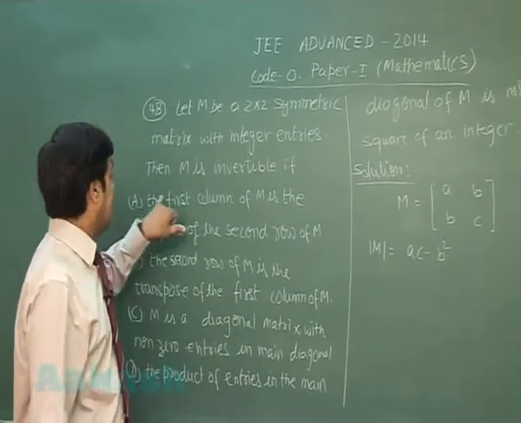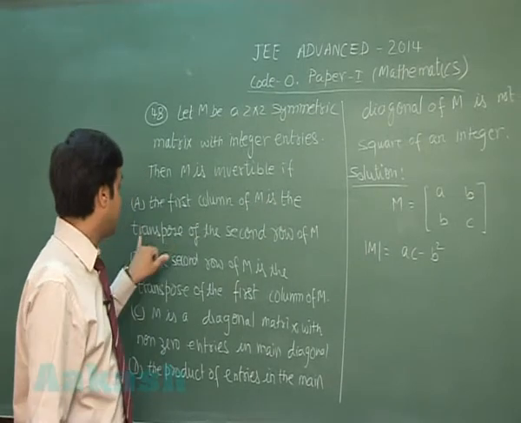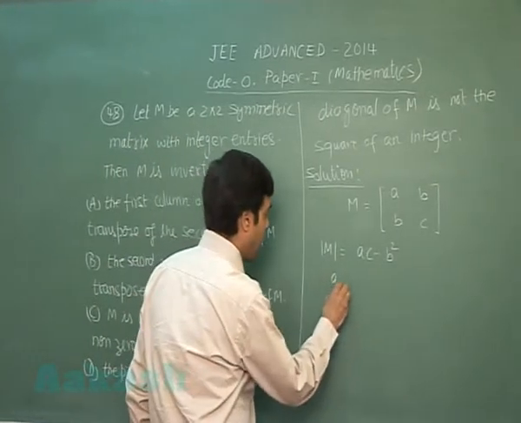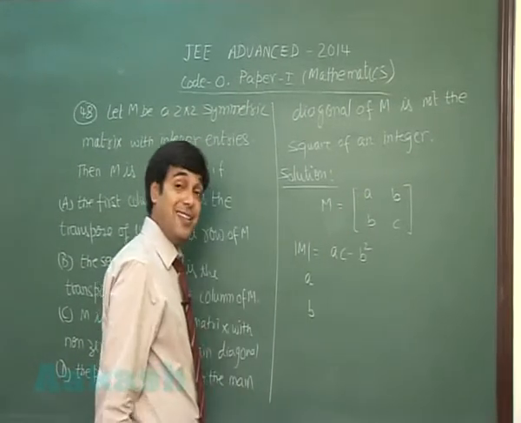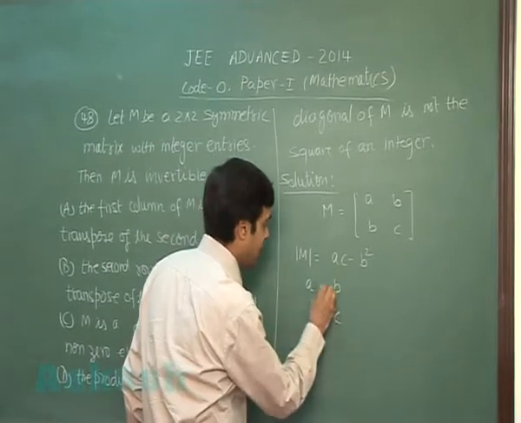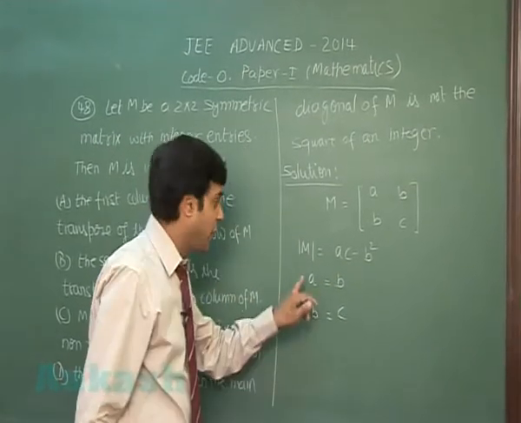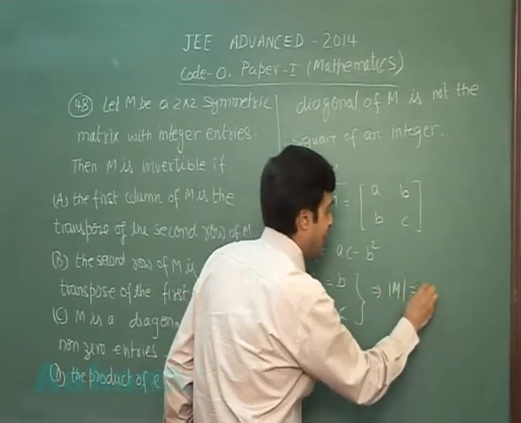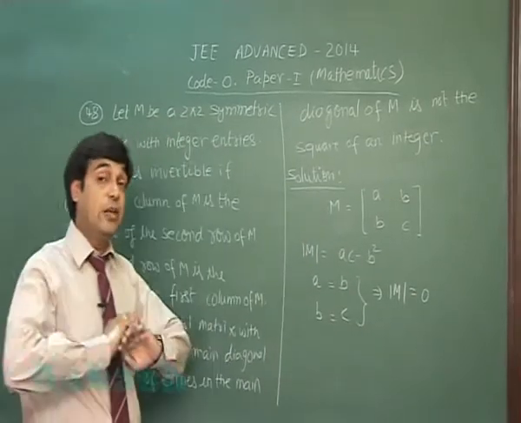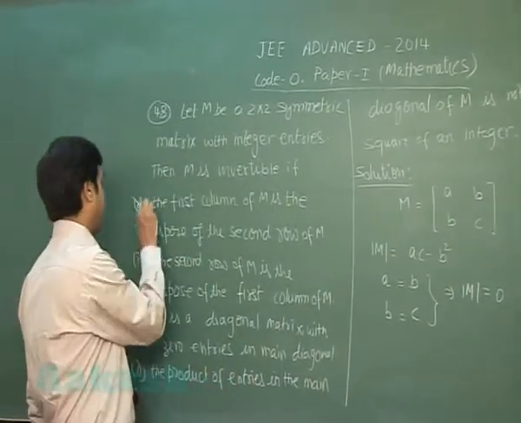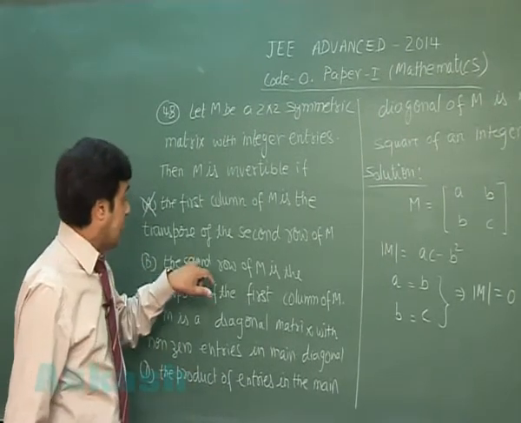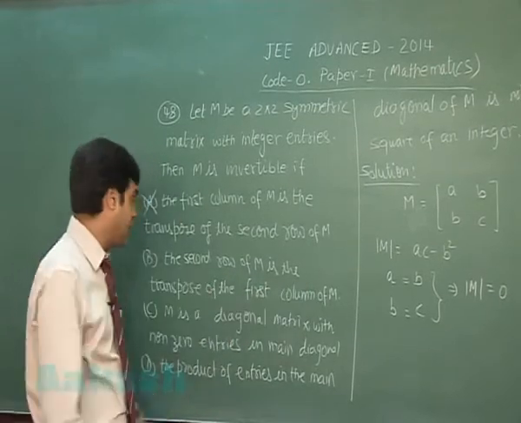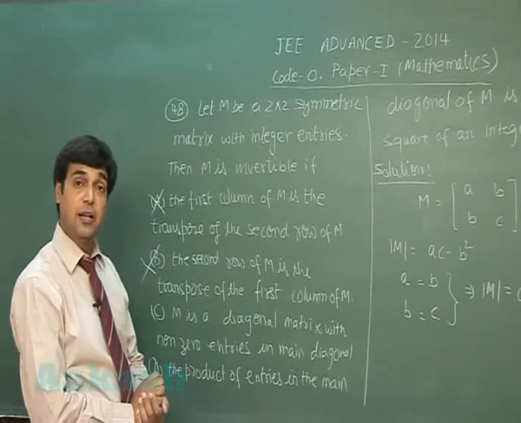Now, first option: the first column of M is the transpose of the second row of M. That says the first column of M, that is (A, B), is the transpose of the second row, which gives me A equals B equals C. When A, B, C all are equal, the determinant of M becomes 0, which means it will not be invertible. Hence, it is wrong. Similarly, the second one, the second row of M is the transpose of the first column of M, again gives me the same conclusion, so it is also not possible.